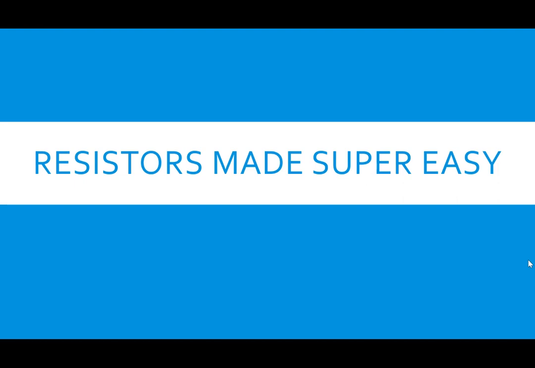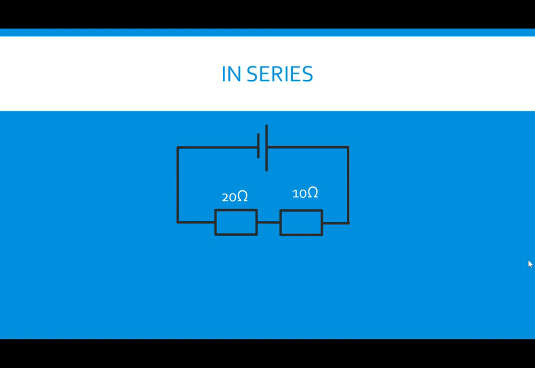In this video, we're going to look at resistors in series and parallel, and I'm going to make it super easy for you to understand this. So let's start with series circuit. A series circuit is what happens where everything is in one loop.